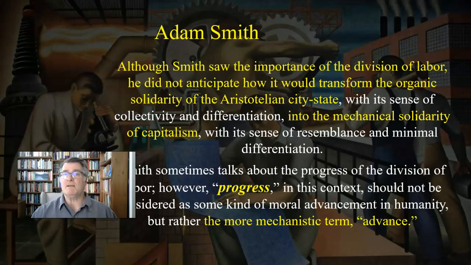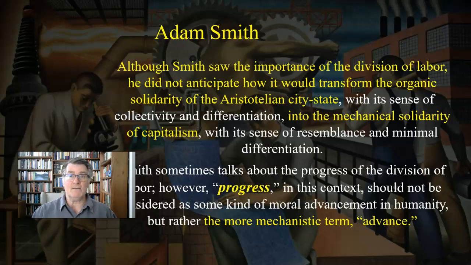So Smith saw the importance of the division of labor, but what he did not anticipate was how that organic solidarity, that deep, abiding interrelationship of people in that Aristotelian city-state, would now end up breaking apart and differentiating into the mechanical solidarity of capitalism. And that, unfortunately, was considered progress. Now, was it good? No.